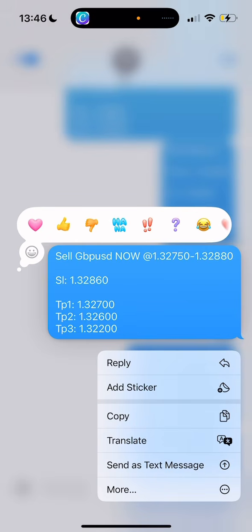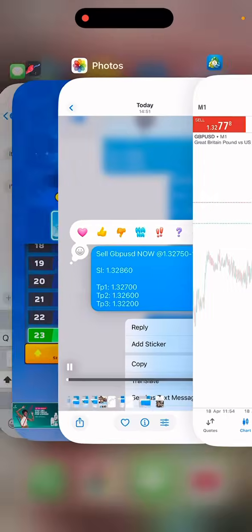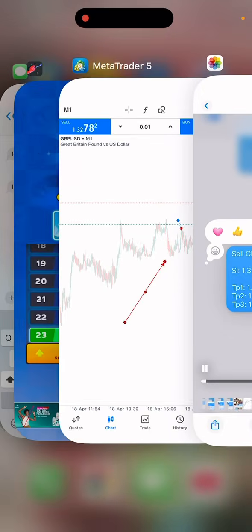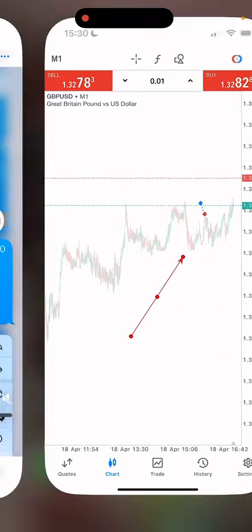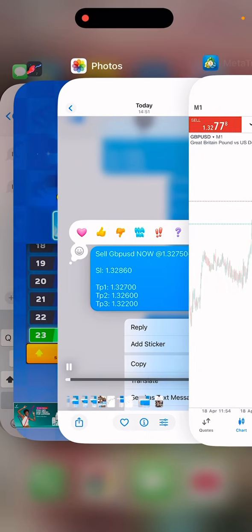So let us go to the chart and look at what that looks like in real time. So right here, they said what? Buy now, meaning market execution, instant execution.